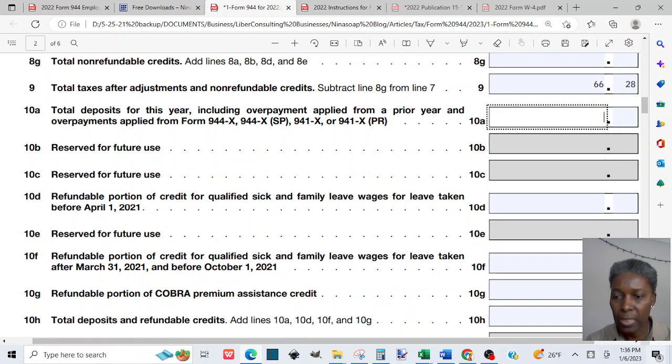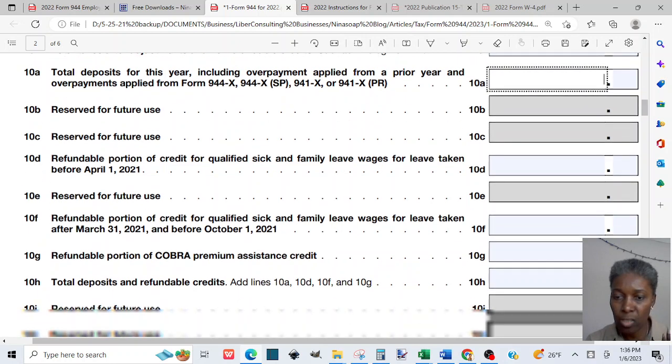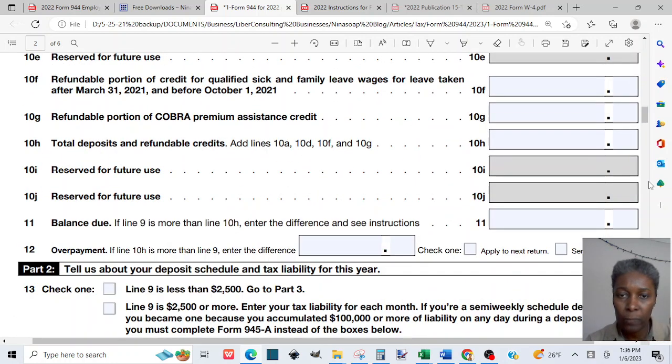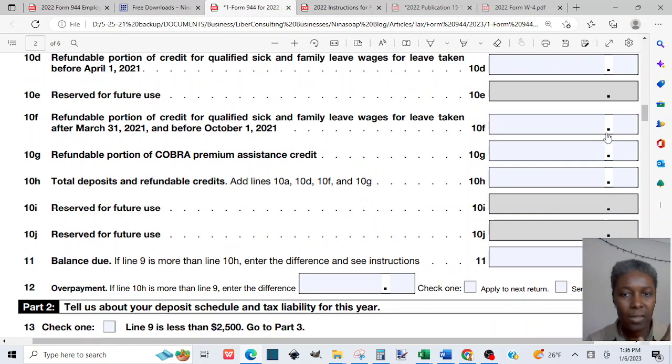Starting with line 10A, the deposit you made during the year or the money that you asked them to hold on to for you to apply toward this year, you'll use that. But in our case, it is 0. Therefore, our line 10H will be blank. Okay, so now line 10I, there's nothing that will go there. Line 10J, nothing will go there.